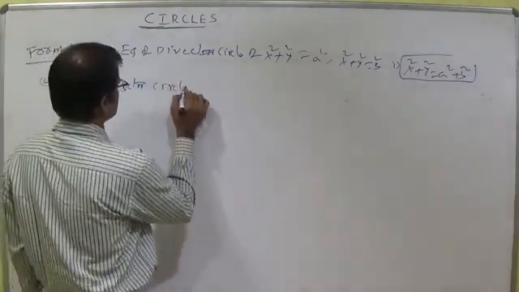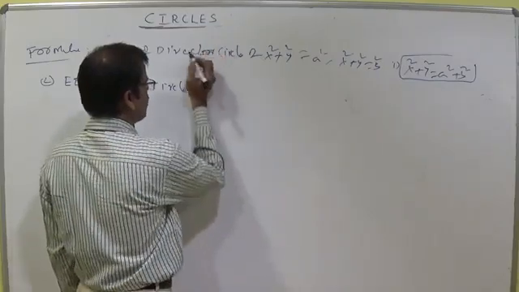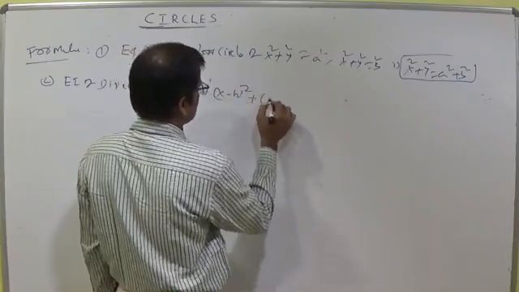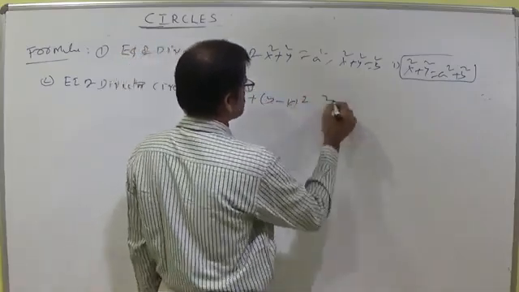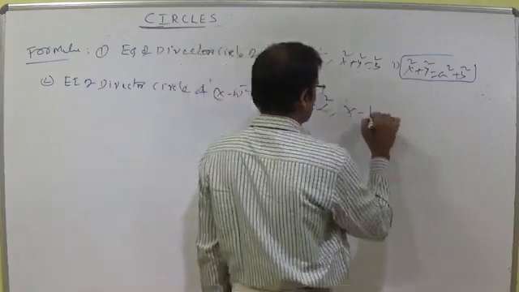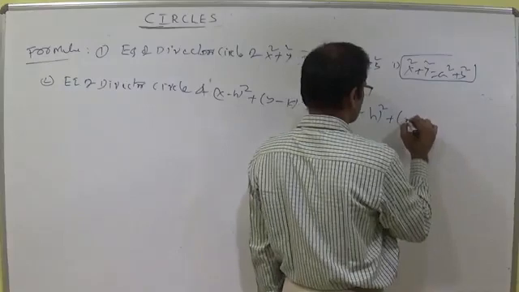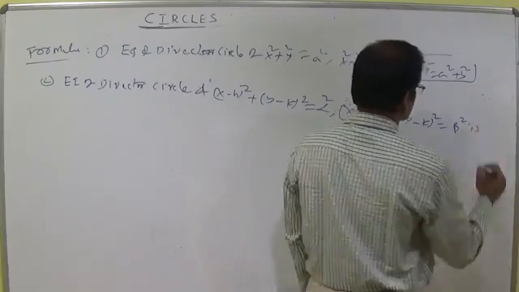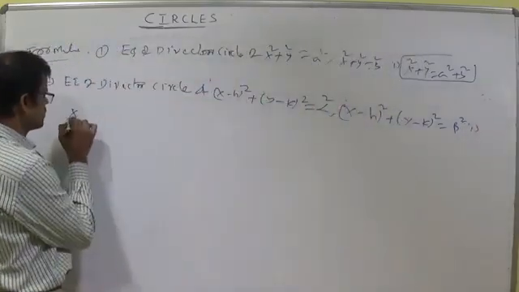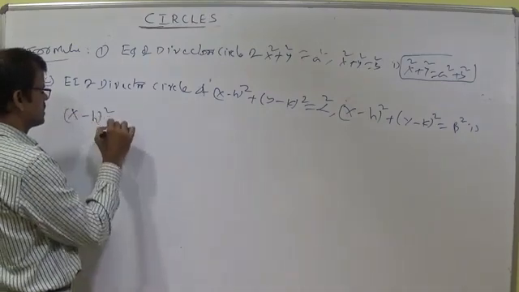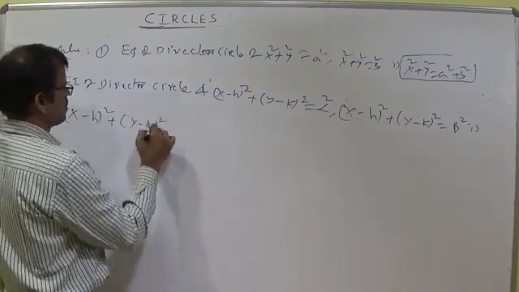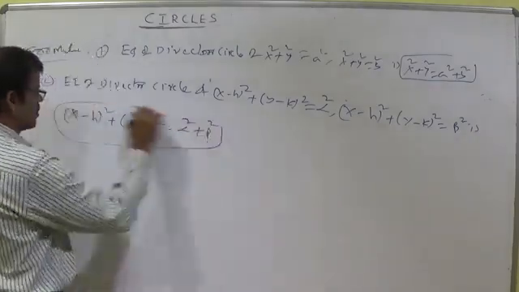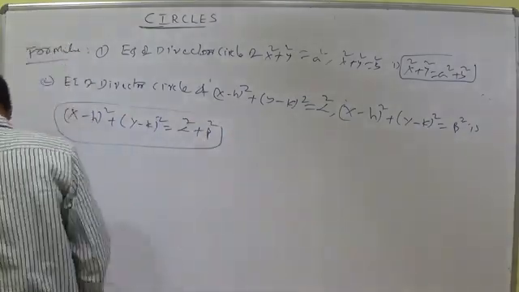Equation of director circle of x minus h whole square plus y minus k whole square is equal to alpha square, comma, x minus h whole square plus y minus k whole square equal to beta square. For the two circles, the center should be the same because it is concentric. So x minus h whole square plus y minus k whole square is equal to alpha square plus beta square. This is the director circle.